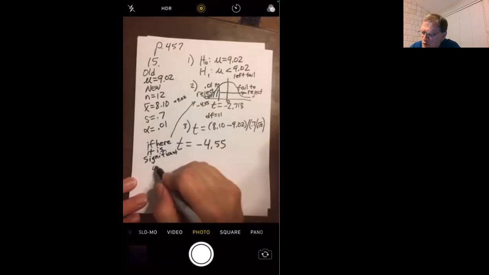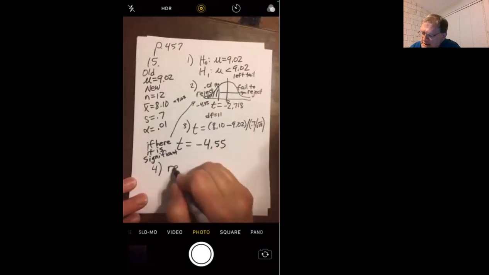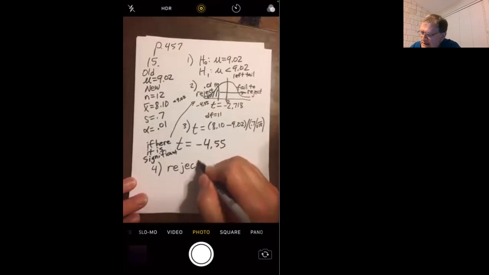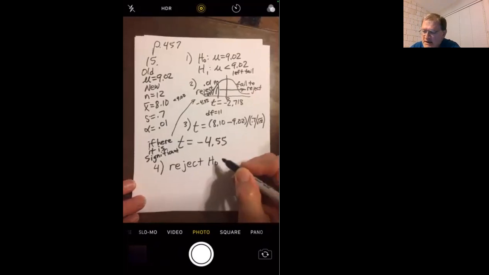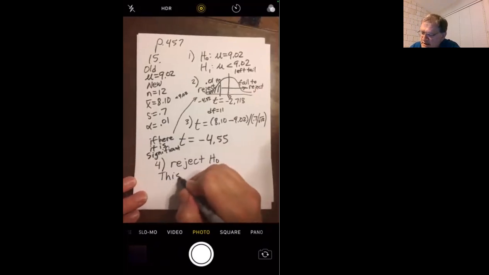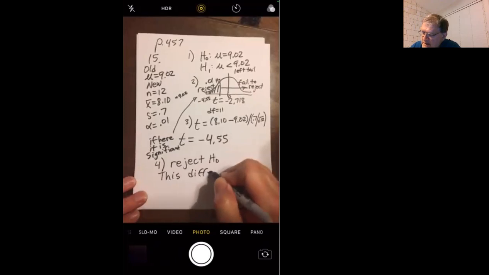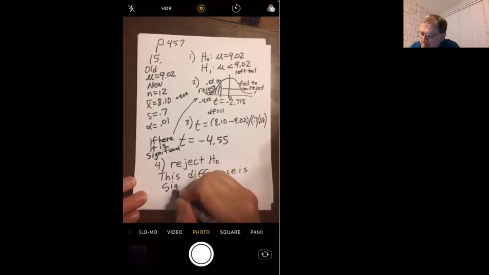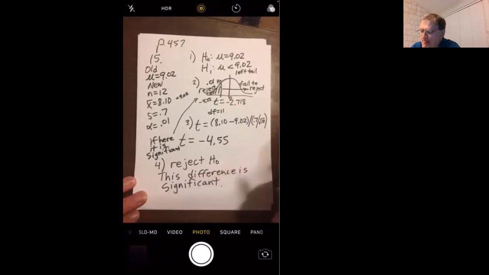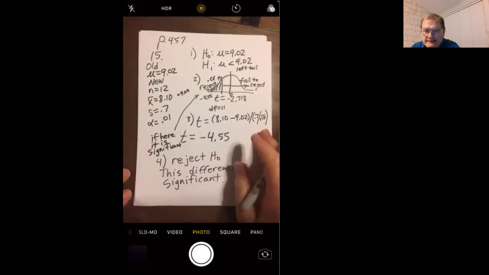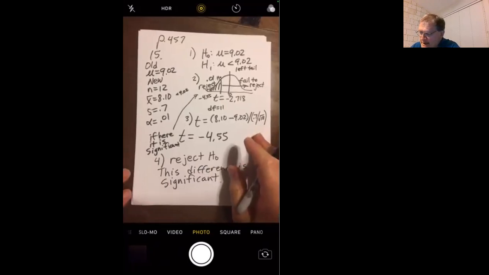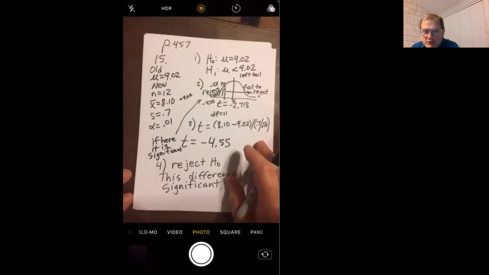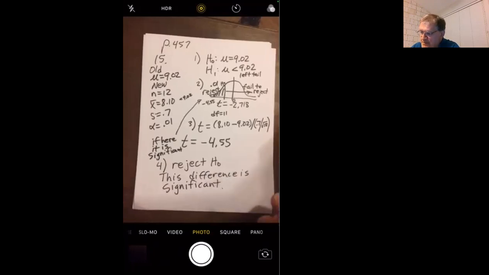Okay, so step 4, I will reject the null hypothesis. This difference is significant. Okay. That's one I was able to squeeze onto one page.